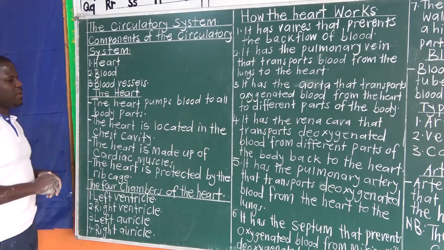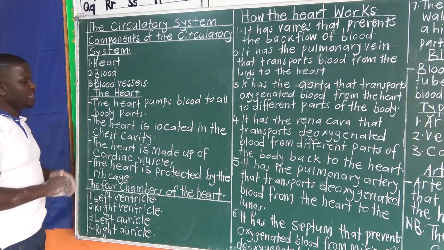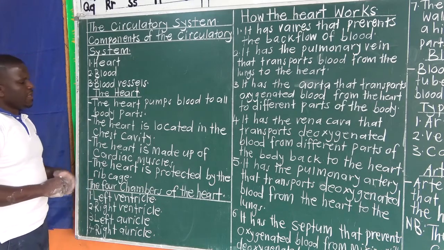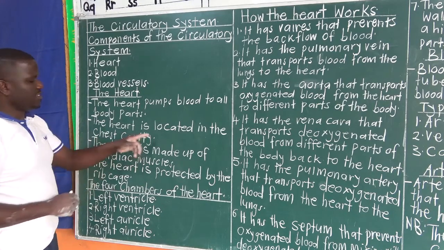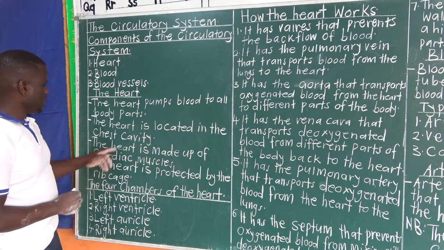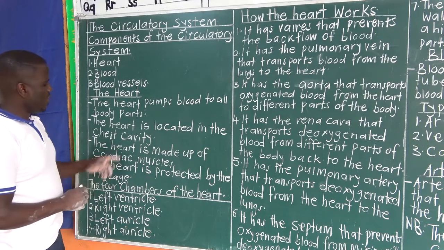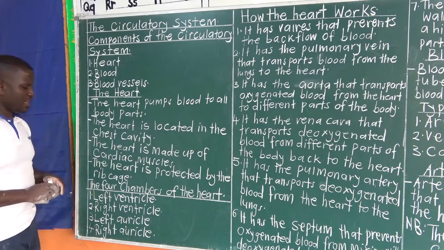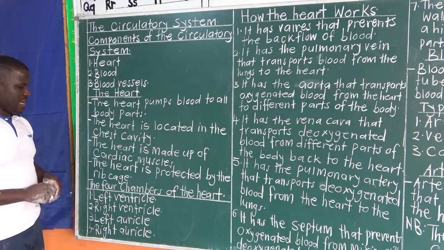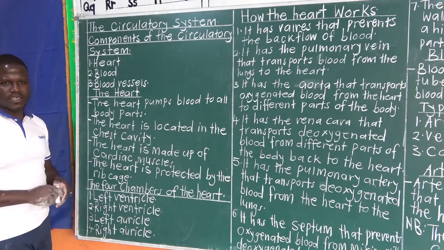The heart pumps blood to all body parts. So the main function of the heart is to pump blood to all parts of the body. The heart is located in the chest cavity. The heart is made up of cardiac muscles. Then the heart is protected by the rib cage.